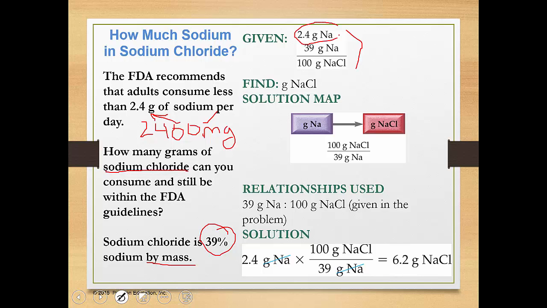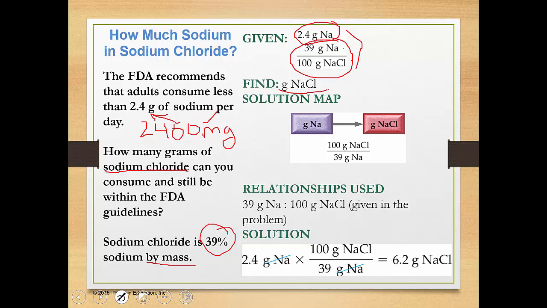One is the fact that we start with 2.4 grams of sodium. The other is our ratio, our conversion factor: 39% by mass of sodium, or 39 grams of sodium for every 100 grams of sodium chloride. It's just how much of the part do we have in the whole. And we are trying to find grams of sodium chloride.